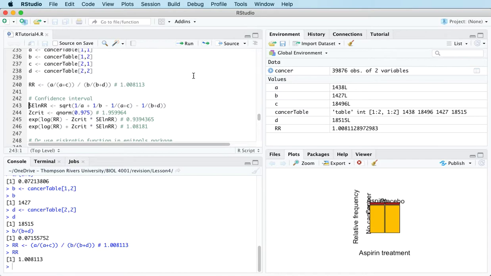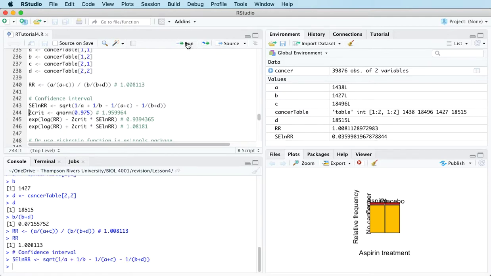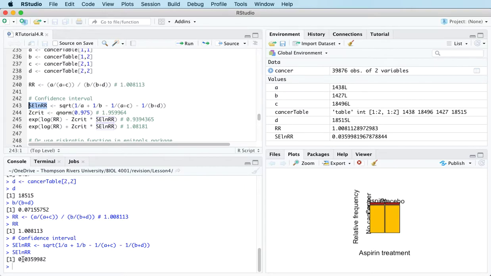It's a little bit complicated here because we actually have to figure out a confidence interval for the log relative risk and then exponentiate our endpoints to get a confidence interval for our relative risk. So the first step is to calculate the standard error for the log relative risk, which is given by this formula. As a number, that comes to this number here.